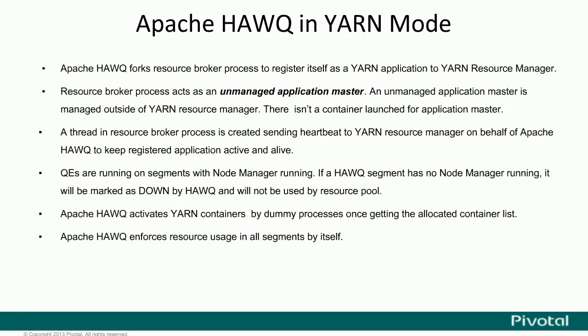So within those container spaces, Hawk actually enforces the resource utilization in all the segments. So it knows it has a certain container space to work in. If it had 4 CPUs and 4 gig of memory on each host to work within, it'll actually manage to stay underneath that itself. And that's what allows us to then carve it up even more with Hawk resource queues.